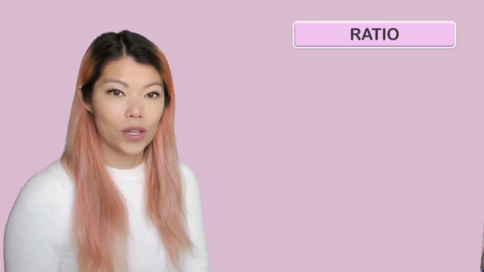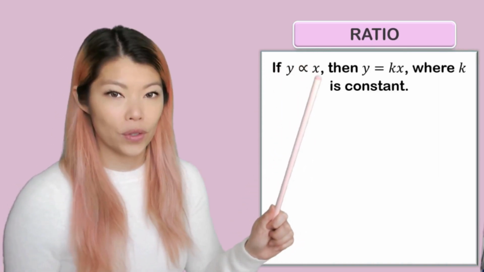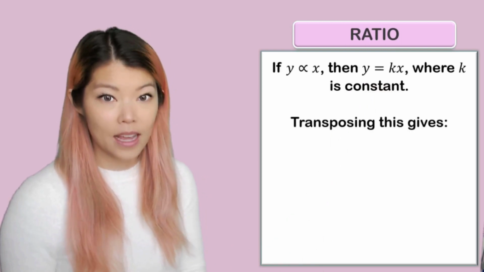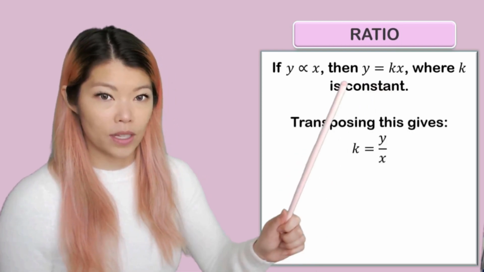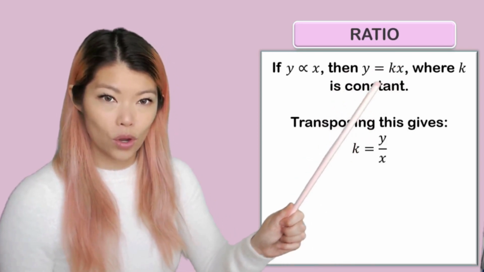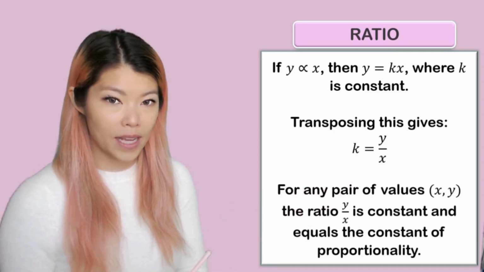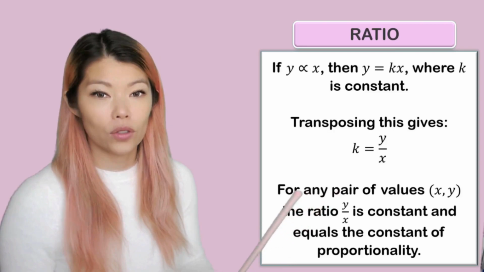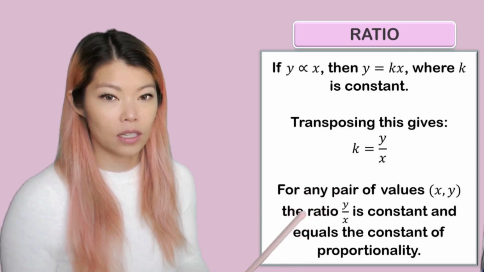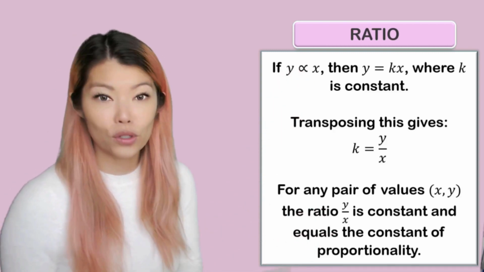So next we're going to look at ratio. If y is directly proportional to x, then y equals kx, where k is a constant. We've seen that. If we move it around, so transposing it, so moving the x over, we have k is equal to y over x, and therefore we can use y over x to figure out what k is. So for any pair of values x, y, the ratio y over x is constant and equals the constant of proportionality. That's if the relationship is directly proportional.